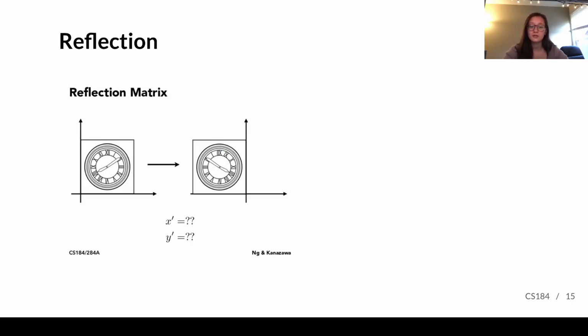Okay, and then we also have reflection. You can kind of puzzle out how to do this, but as a spoiler, you would just make all of the x coordinates negative and keep the y coordinates the same.